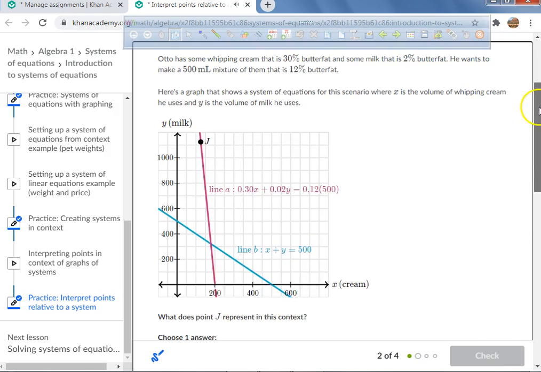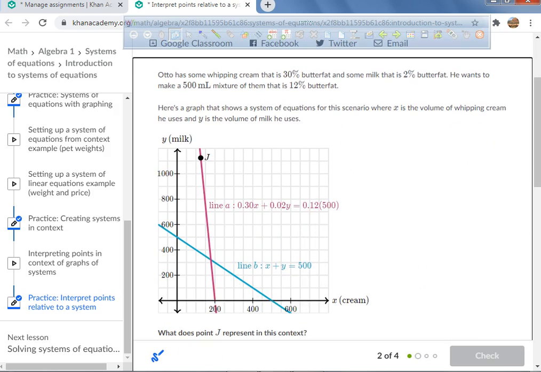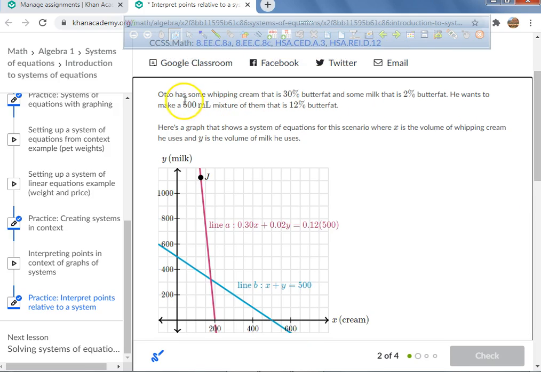All right. Now we're going to go on to the next one. We're going to look at this next one. It says Otto. That's a cool name. Otto has some whipping cream that is 30% butterfat and some milk that is 2% butterfat. He wants to make a 500 milliliter mixture that makes it a total of 12% butterfat. Here's a graph that shows a system of equations for this scenario where x is the volume of whipping cream he uses and y is the volume of milk.